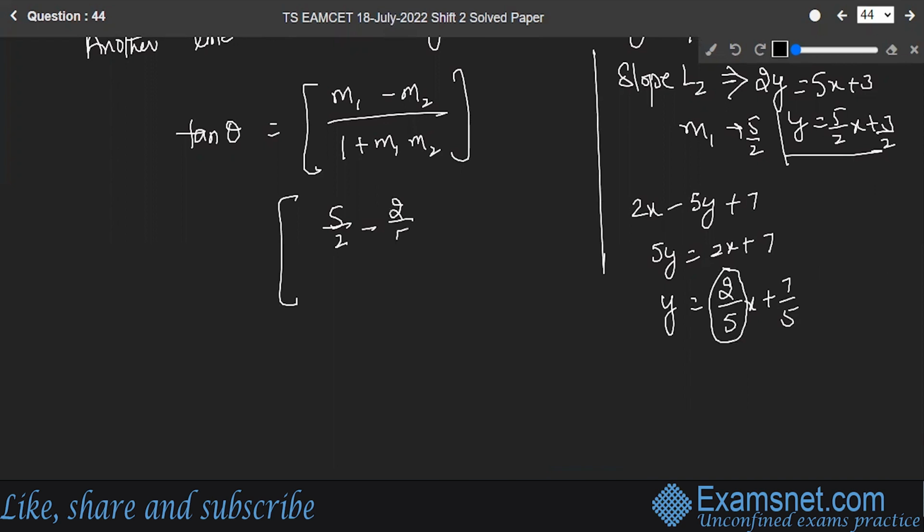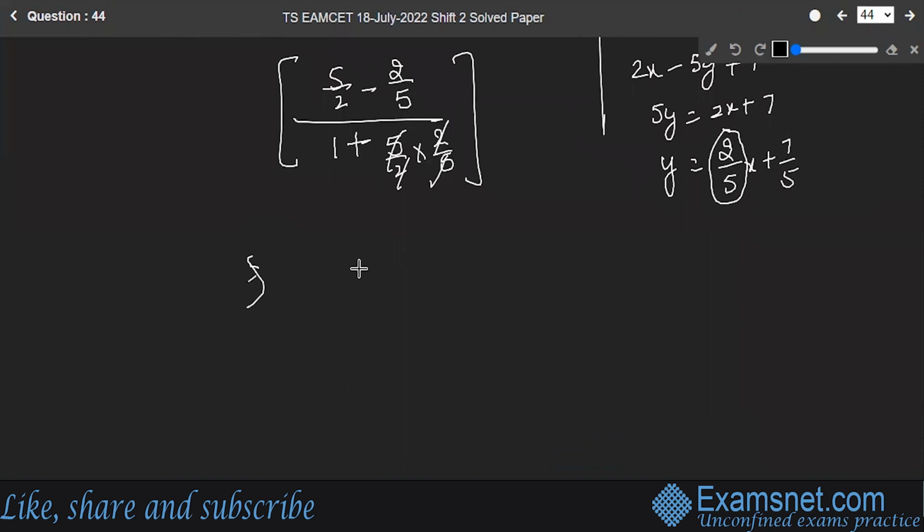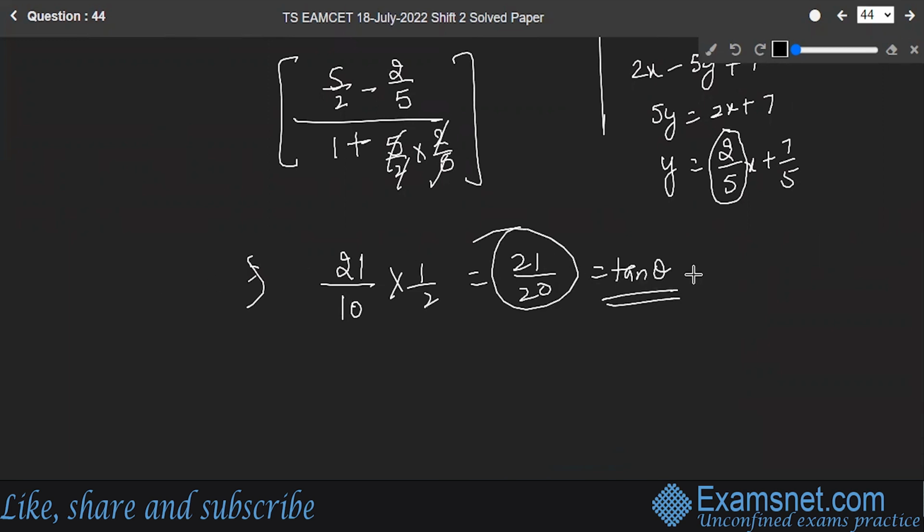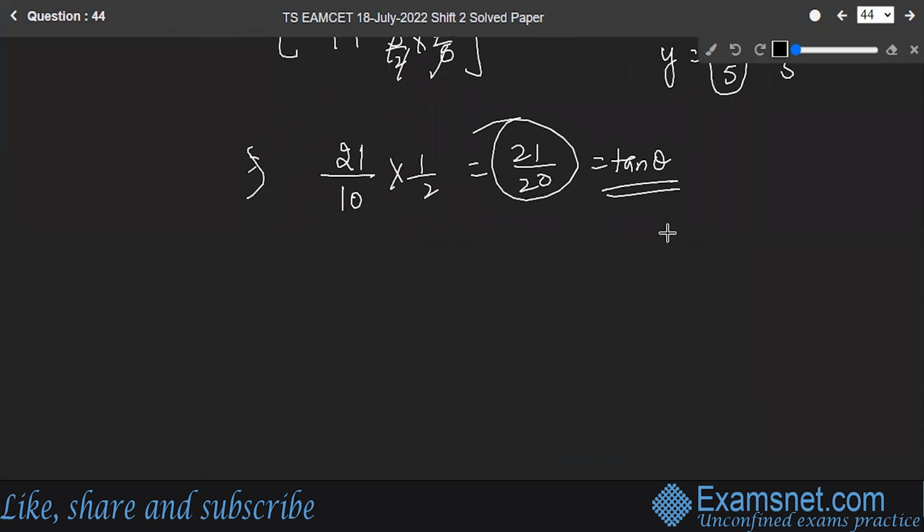So this is 2 by 5, 1 plus 5 by 2 into 2 by 5. 5 by 2 minus 2 by 5 upon, LCM 10, 25 minus 4. This is 21 upon 10 into 1 upon 2. This gives you 21 upon 20. This is equal to the tangent of the angle between them. Correct? So I got the two sides. The tangent between them is 21 upon 20.